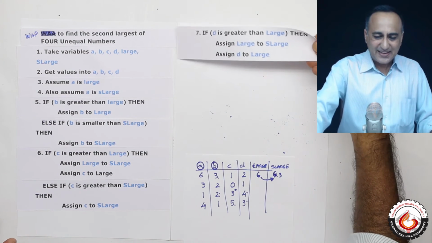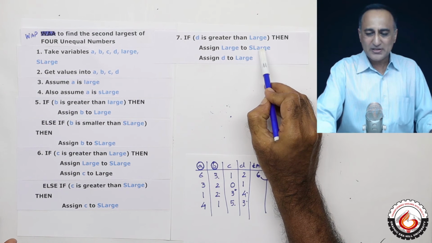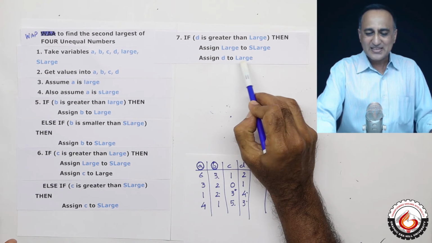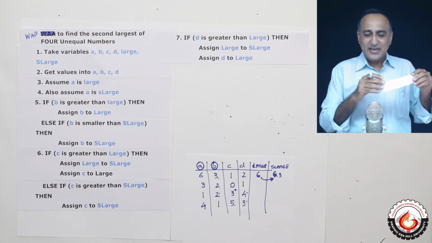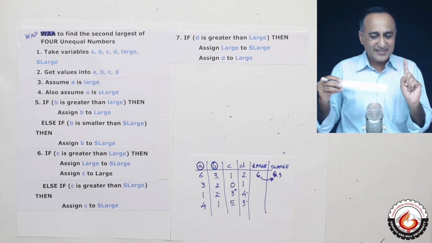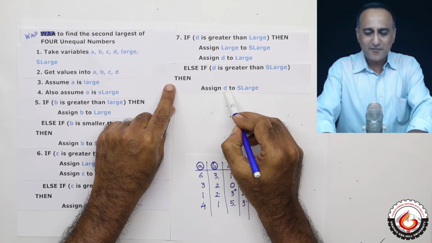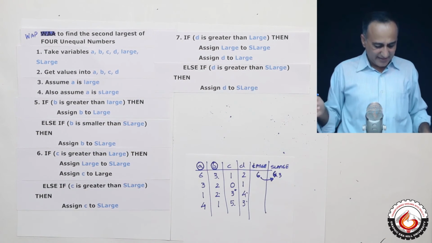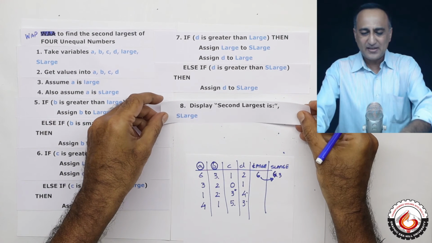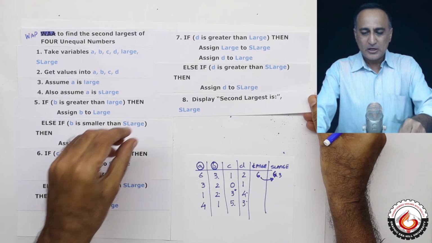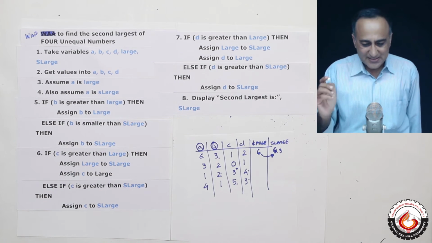If D is greater than large, then the value of large is copied to second large and the value of D is assigned to large. The last step, eighth, or the else part, is if D is greater than second large, then the value of second large is changed with the value of D. Finally, in the eighth step, I am going to display the second largest value as S large and stop the pseudo code. Now the only way to understand this particular logic is to run through a set of samples.